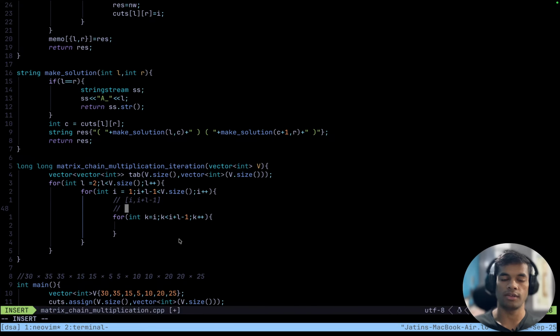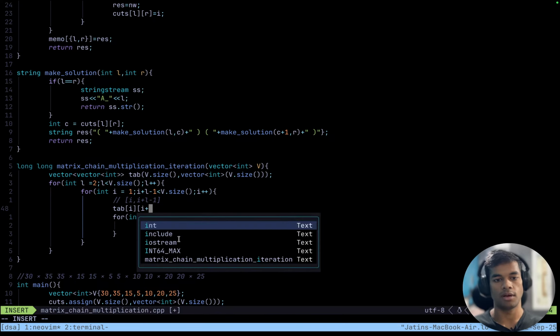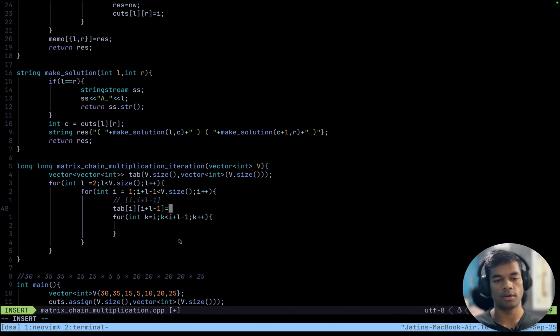for length 2, that is fine. Now we can go up to infinity. Yeah, now we can put it equal to infinity. So tab i, j. What is j? j is nothing, i plus L minus 1, equals int64 max.